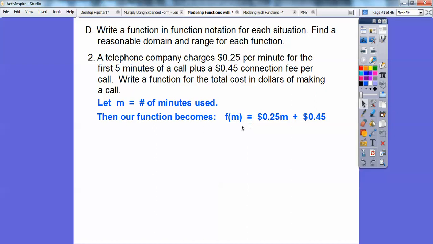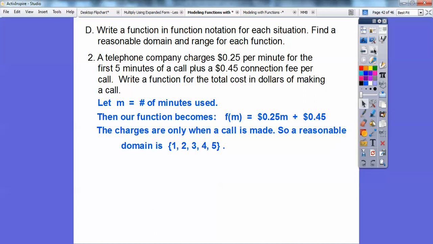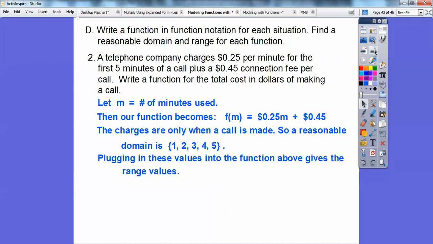The charges are only when a call is made, so a reasonable domain would be, you're not going to call and speak for 0 minutes. You're going to have 1 minute, 2 minutes, 3 minutes, 4 minutes, or 5 minutes. So that's our domain. We'll plug 1 minute, 2, 3, 4, and 5 minutes in for M, and that'll give us our range. If we plug those values into that function, we should get the range of those five dollar amounts.